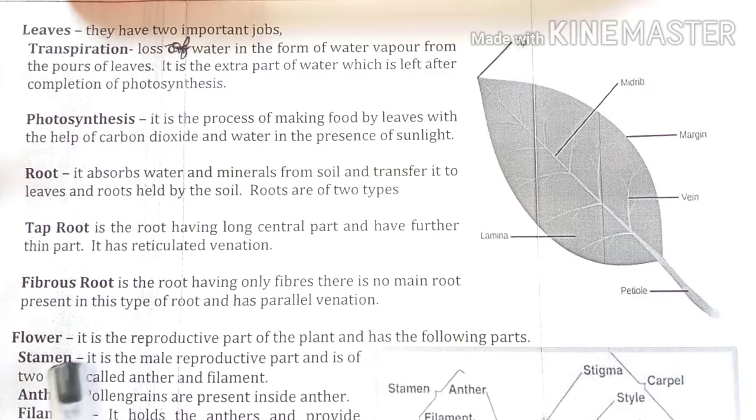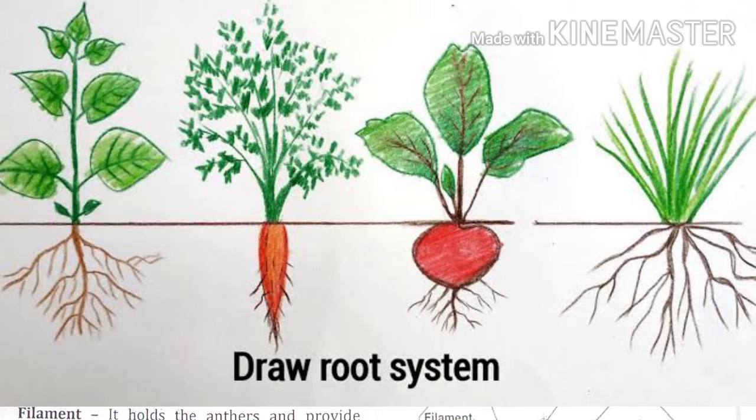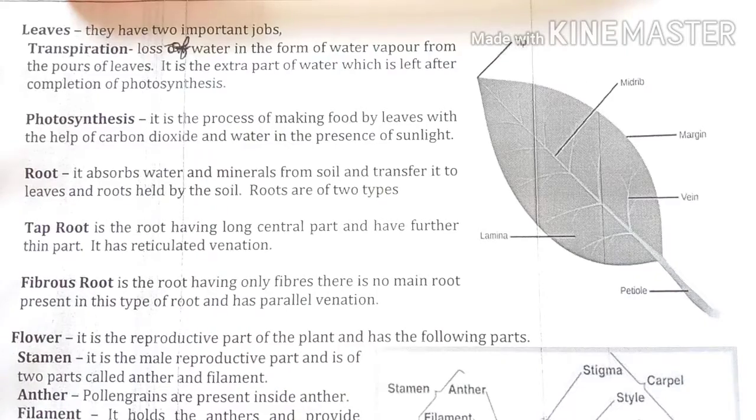So these types of venations are observed on the leaves. Reticulated venation type of leaves are found in taproot plants, and fibrous root plants have parallel venation in the leaves. So taproot has a long thin central part with further parts, and fibrous roots have no main central part, they have too many fibers. So this is the difference between both types of roots, and the leaves on the basis of their roots.